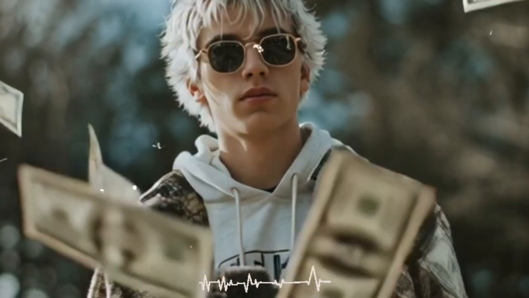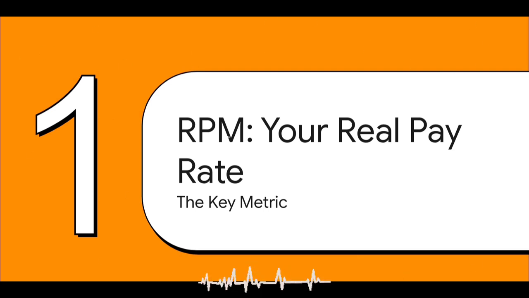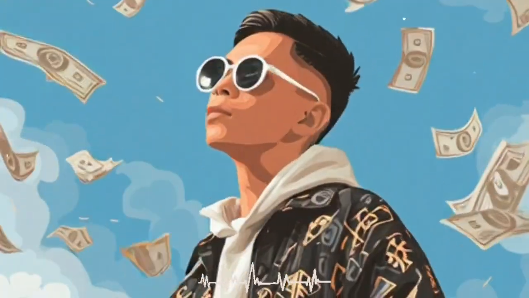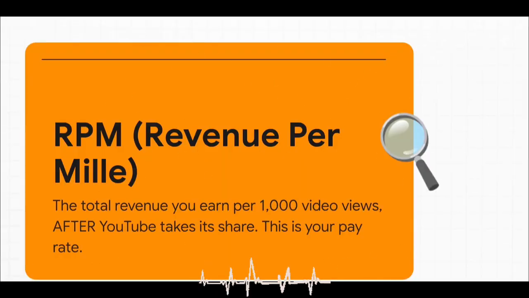So what is this mystery metric? It's called RPM. I know it sounds a little technical, maybe a bit like jargon, but it is the single most important number for understanding what you actually make from YouTube ads. Once you get this, everything else just clicks into place. So what exactly is RPM? It stands for revenue per mille, which is just a fancy way of saying your total revenue per 1,000 views.